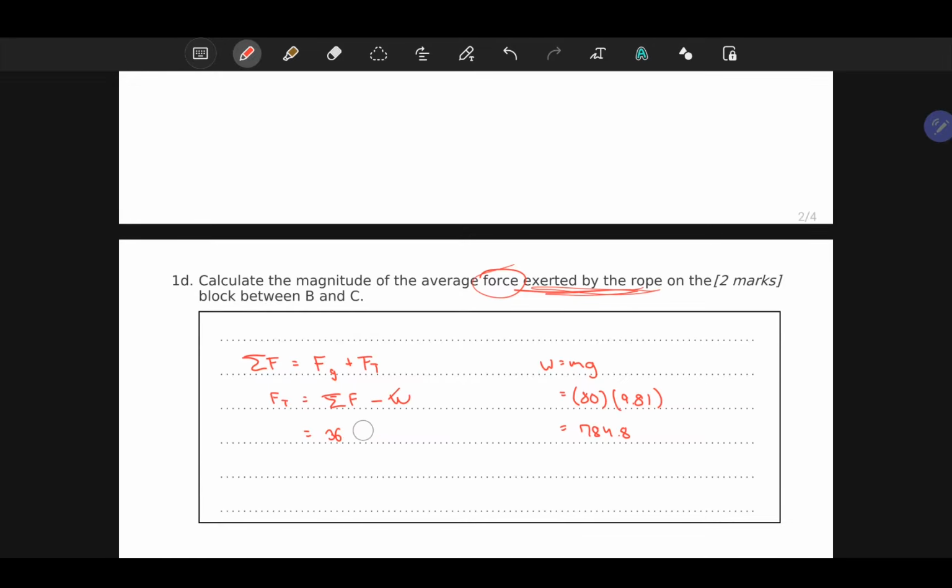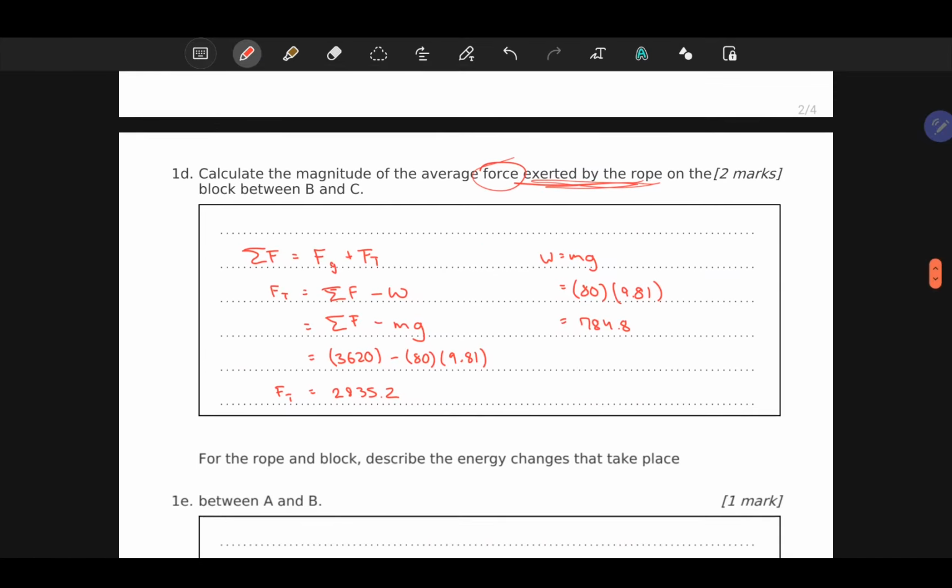To be honest, what I should have done really is rewrite this as the resultant force minus mass times gravity, and then plug everything in here. So 3,620 minus 80 times 9.81. That will give you 2,835.2 as your tension force. Remember, you need to write this final answer in the right significant figures and the right units. So 2,840 is going to be 3 significant figures in newtons because we're talking about force.